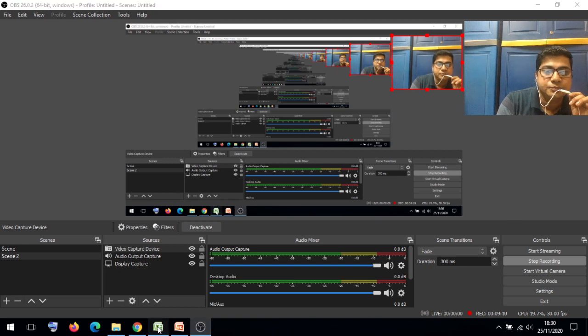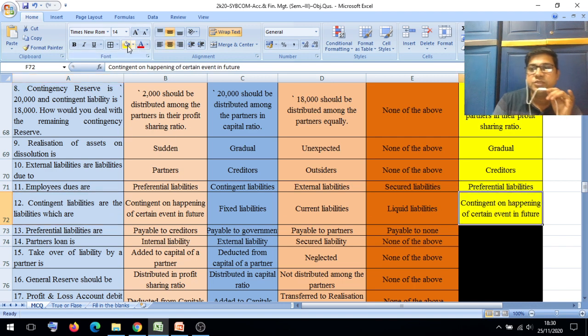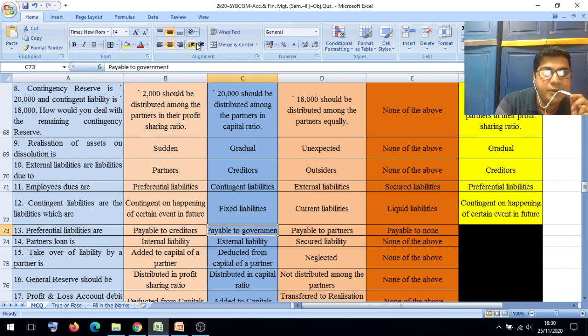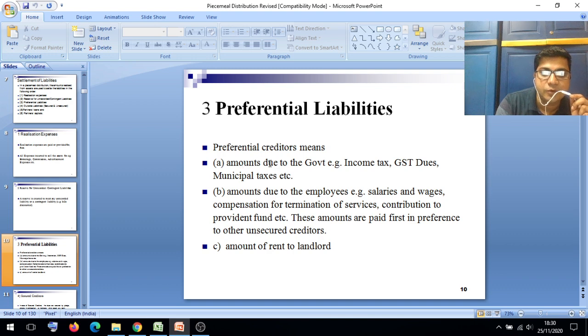Then friends, contingent liabilities are the liabilities which are contingent on the happening of a certain event in the future. Anything can happen in the future. That is a contingent liability. Preferential liabilities are payable to creditors, payment to government, payable to partner, payable to none. Answer is payment to government, that we have studied. The amount due to the government is paid to the government. It is a preferential liability.